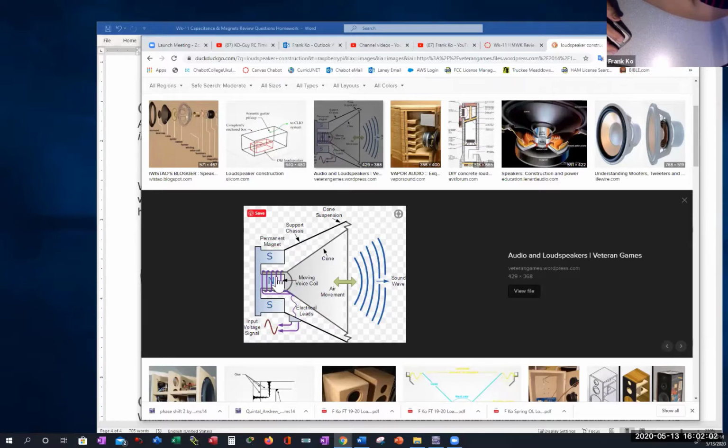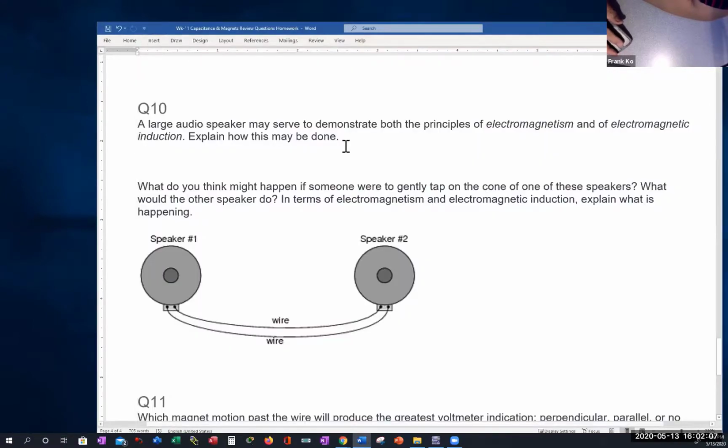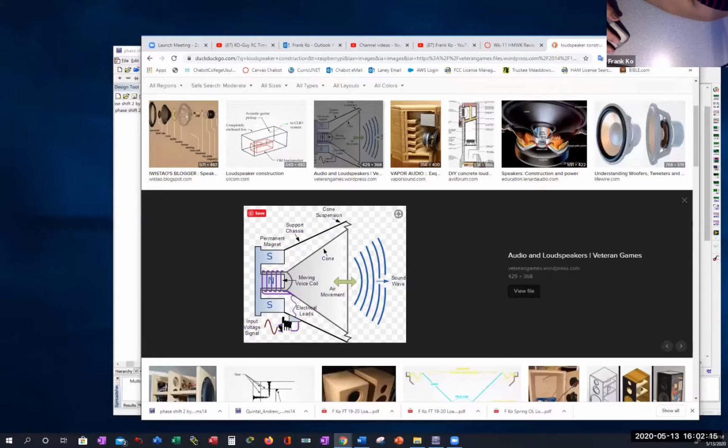So this is your construction of the speaker. And how you answer this question is explain how this is done. Principles of electromagnetism and induction. So if I go back to here, electromagnetism occurs when we apply signal to these wires. Applying signal to these wires creates a magnetic field. That is known as induction, electromagnetic induction. And that creates an electromagnet is what it does.